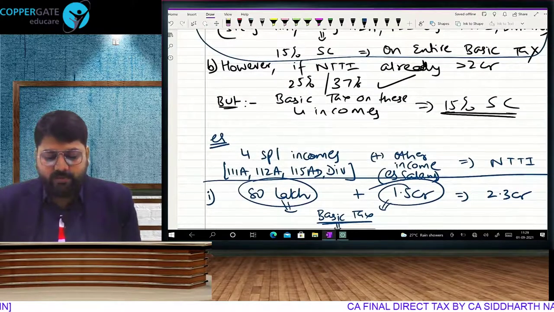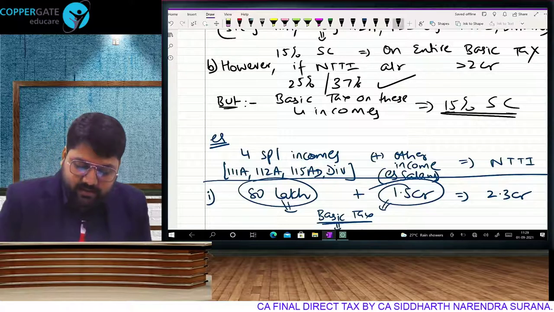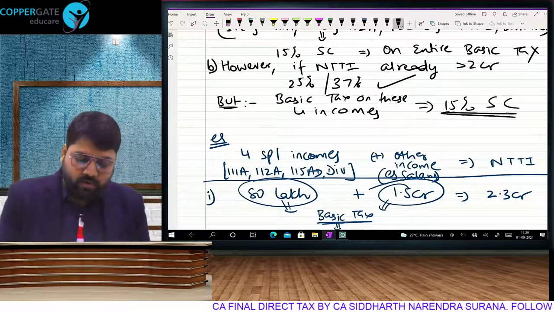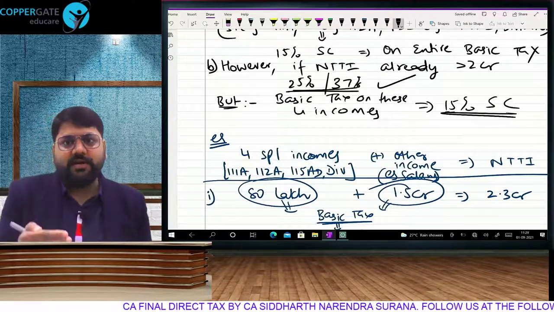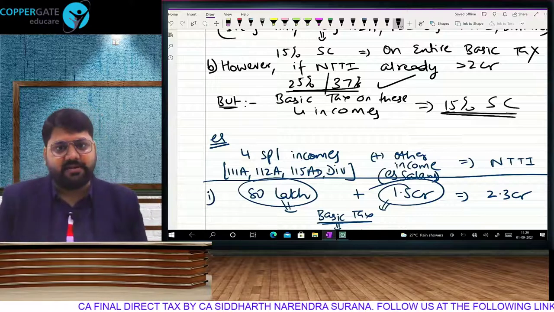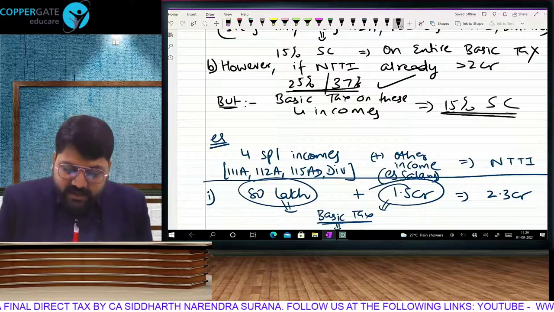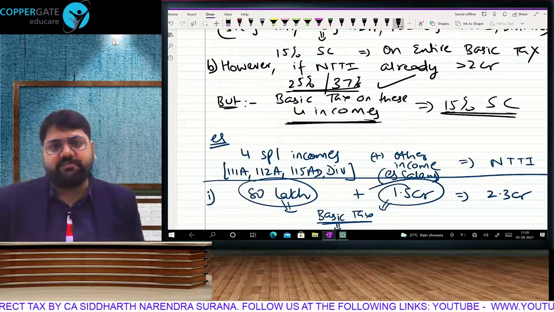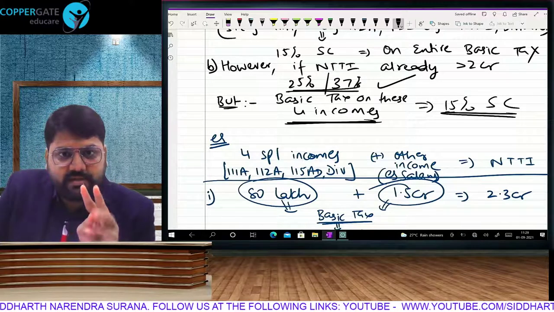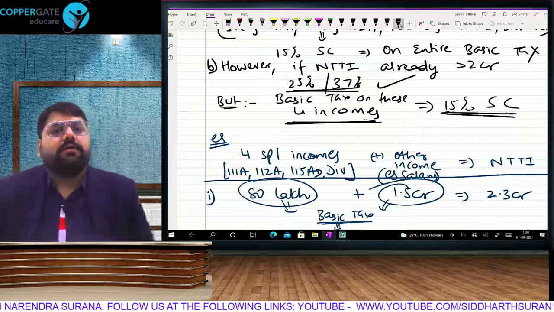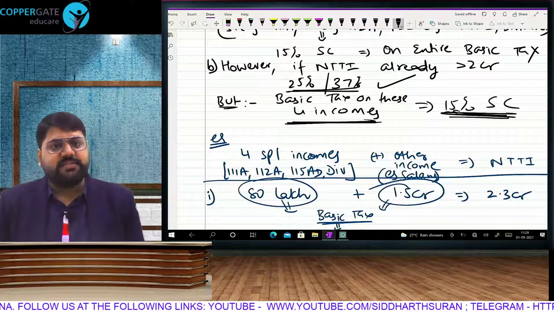Now see if you are understanding point B. If the entity income has already exceeded 2 crore, will 25 and 37 be applicable? Of course, after 2 it will be 25 and after 5 it will be 37. But will those rates be applicable? But whatever is the basic tax on these 4 special incomes, what are the 4 special incomes? 111A, 112A, means stock market capital gains, FII capital gain and dividend income. On that, we will still apply 15% surcharge.